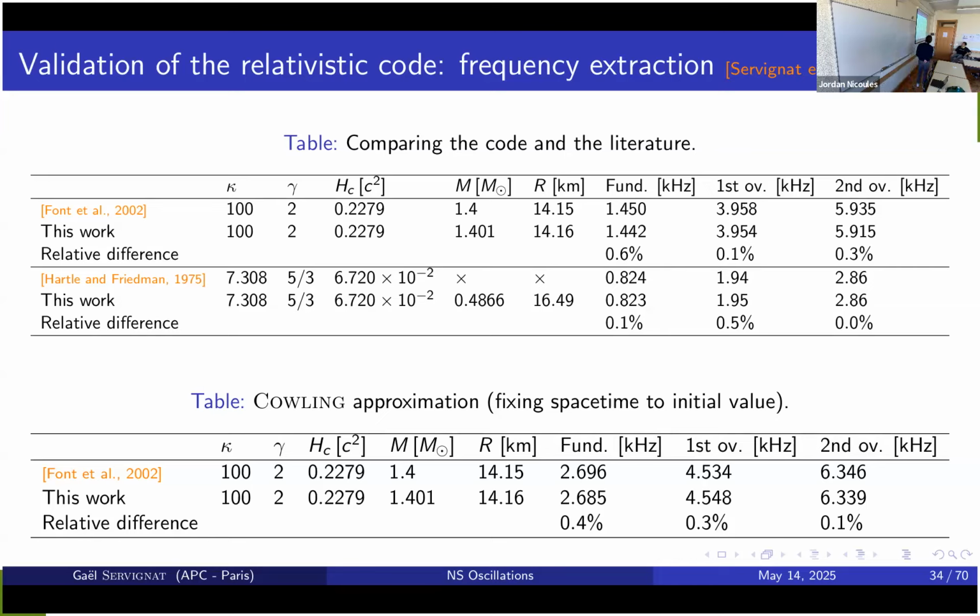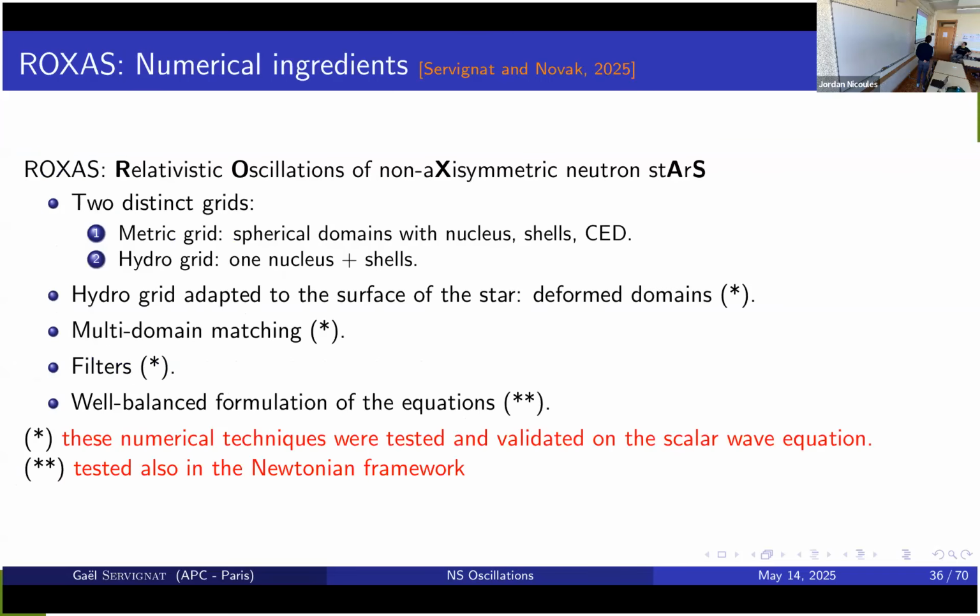Okay, so this works well, and now we can turn to the higher code. So I come all the way to Portugal to butcher one of your words, which is, I say ROXAS, I'm sorry, which means relativistic oscillations of non-axisymmetric neutron stars. This is the least far-fetched thing I could find to get this acronym.